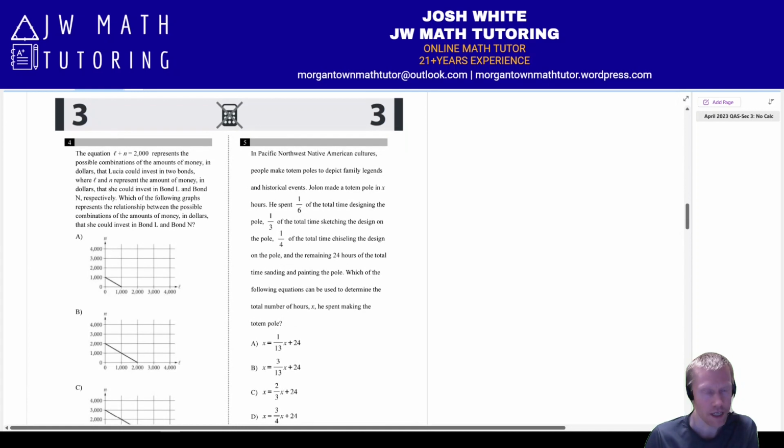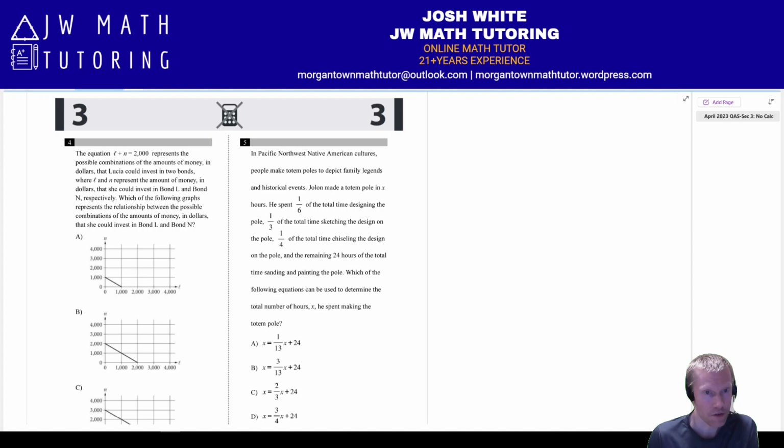Question 4, they give you basically an equation of a line here, a linear equation, and they want to know which of these matches the graph. So, multiple ways you could do this. You could, first of all, do point matching, which I talked about in the very first problem.